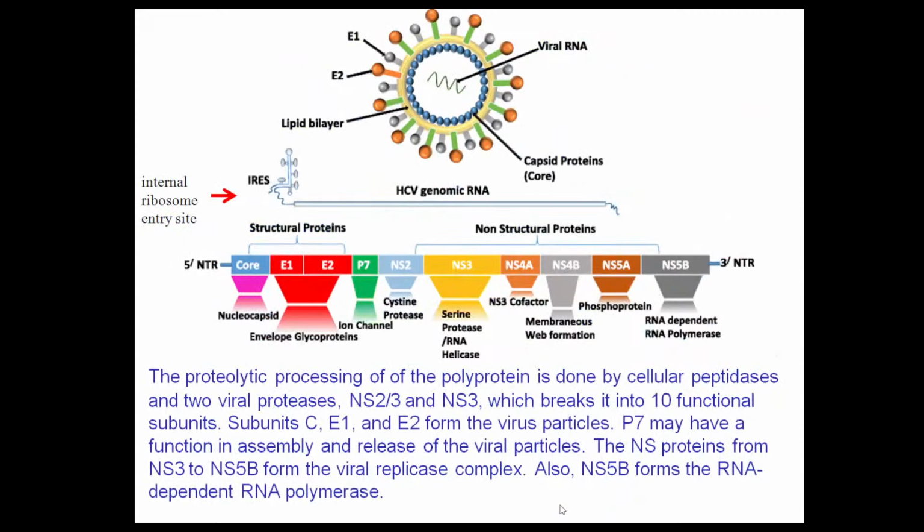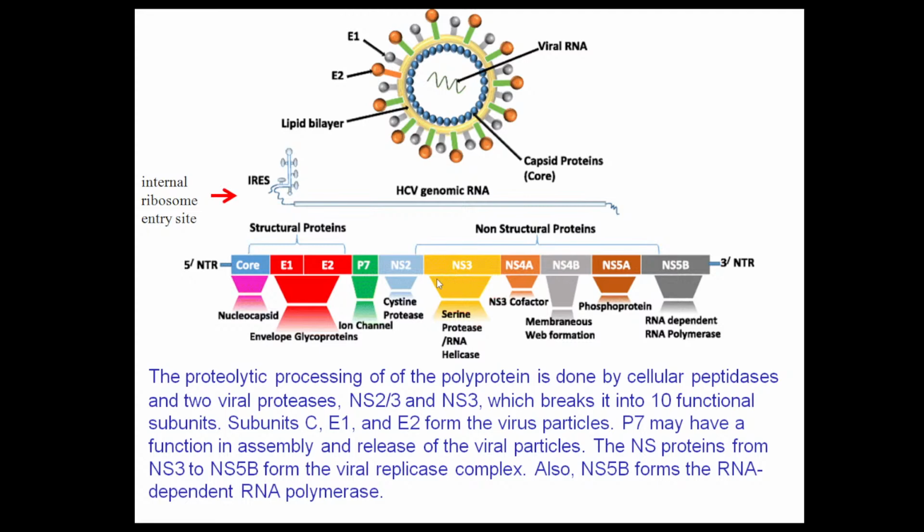Now structure. This is the very simple structure of the hepatitis C virus. And you can see here the viral genome. It starts with the internal ribosome entry site that is used as the priming site of the translation.